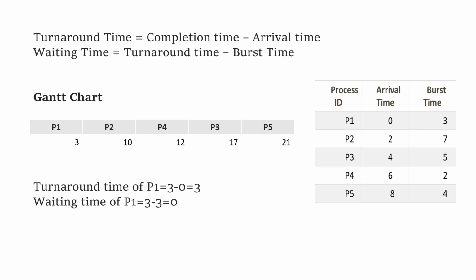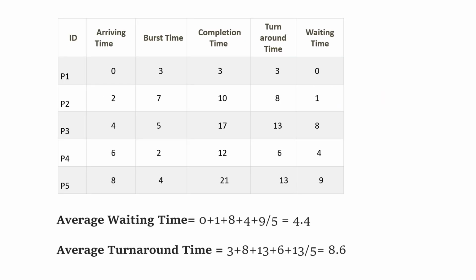Here we can see the Gantt chart which depicts the sequence of processing like P1, P2, P4, P3, P5 as we already saw, and then P5 completes its execution at time 21. Then based on the formulas for turnaround time and waiting time, we can calculate the turnaround time and waiting time for all the processes based on this sequence of this particular scheduling algorithm. And this is the completed table for the turnaround time, waiting time calculation. The completion time can be got from the Gantt chart, and the turnaround time and waiting time can be found by the formulas, and after that average waiting time and average turnaround time can also be calculated.